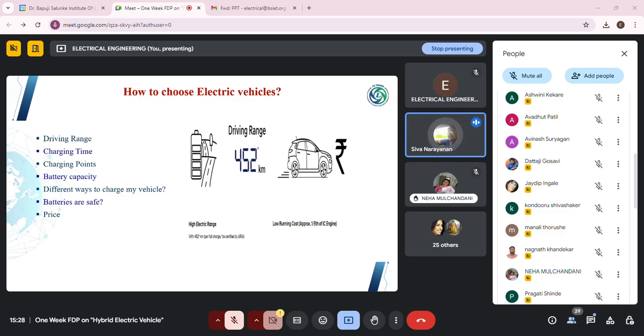So what happens is, while the vehicle runs, whenever you apply the brake, the power electronics technology has been built in such a way that the battery can be charged while we are applying the braking. So this also increases the battery SOC. Then the most important point is the batteries are safe.